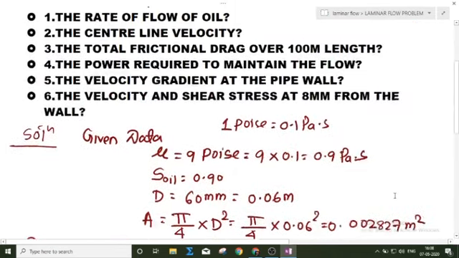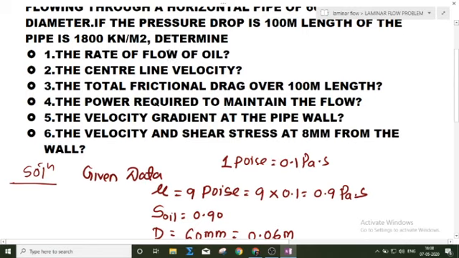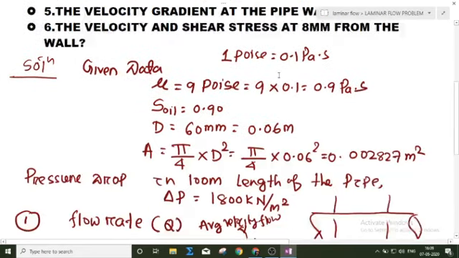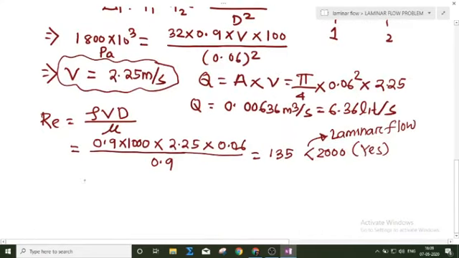What is next it is asking? We found out this one. What is the second asking? The center line velocity. What is the center line velocity? It means maximum velocity, because at center the velocity is maximum. So it is asking maximum velocity.